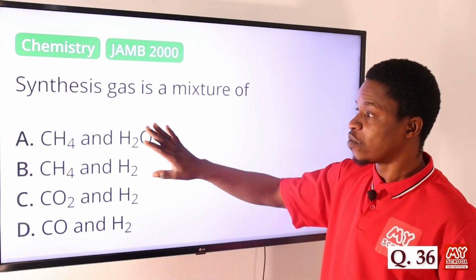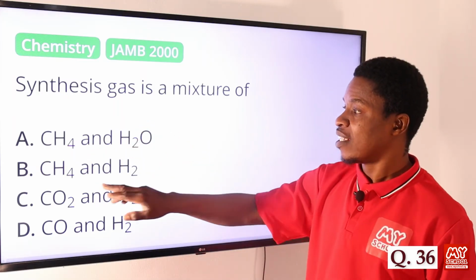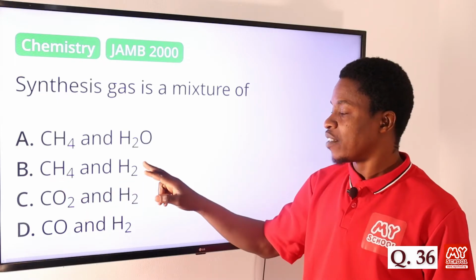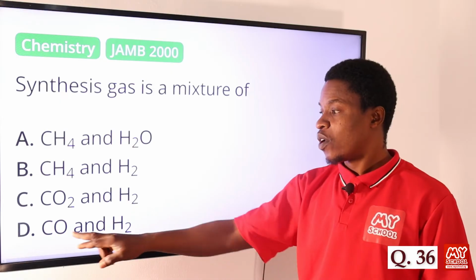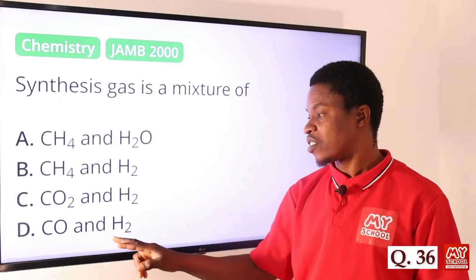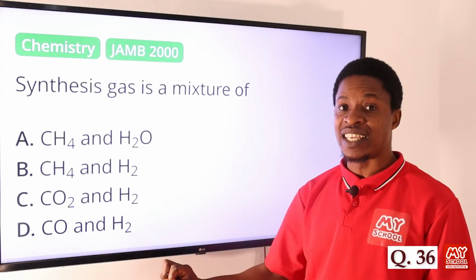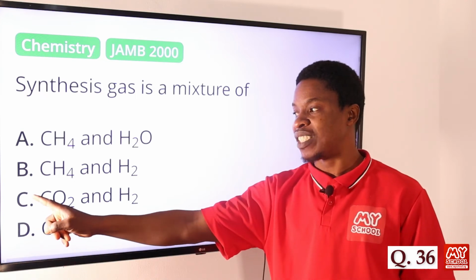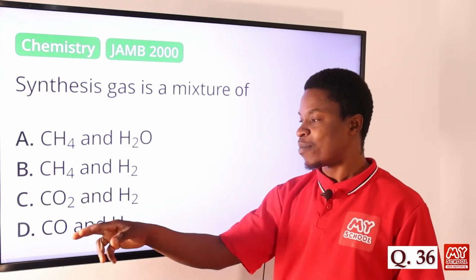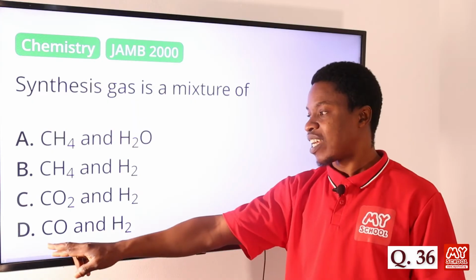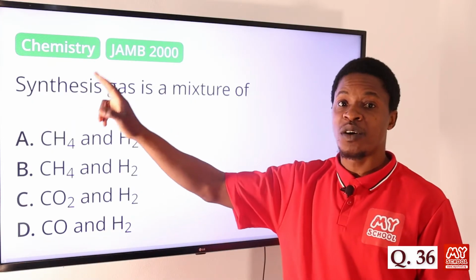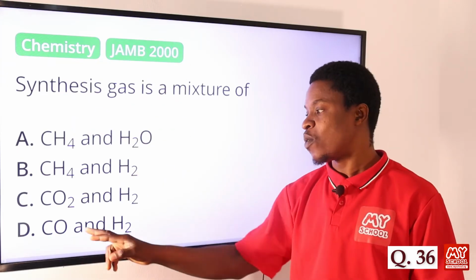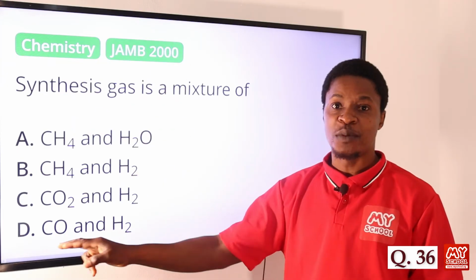So if you look at the options we have here, this is methane and water, no. Methane and hydrogen, no. Carbon dioxide and hydrogen, no. Carbon monoxide and hydrogen. So the correct answer is option D. C looks like it's confusing actually, but option D is the correct answer. Carbon monoxide and hydrogen. That is what forms synthesis gas, or what we call water gas, CO and H2. So the correct answer is option D.